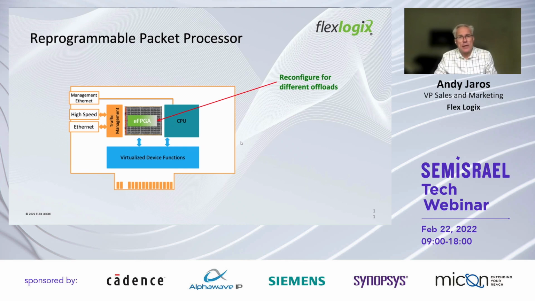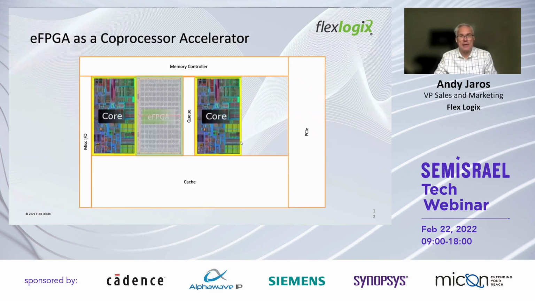Other networking uses for embedded FPGA include offloads for virtual switching, block storage, encryption, decryption, offload engines, IPsec, machine learning, deep packet inspection, video transcoding, and analytics.